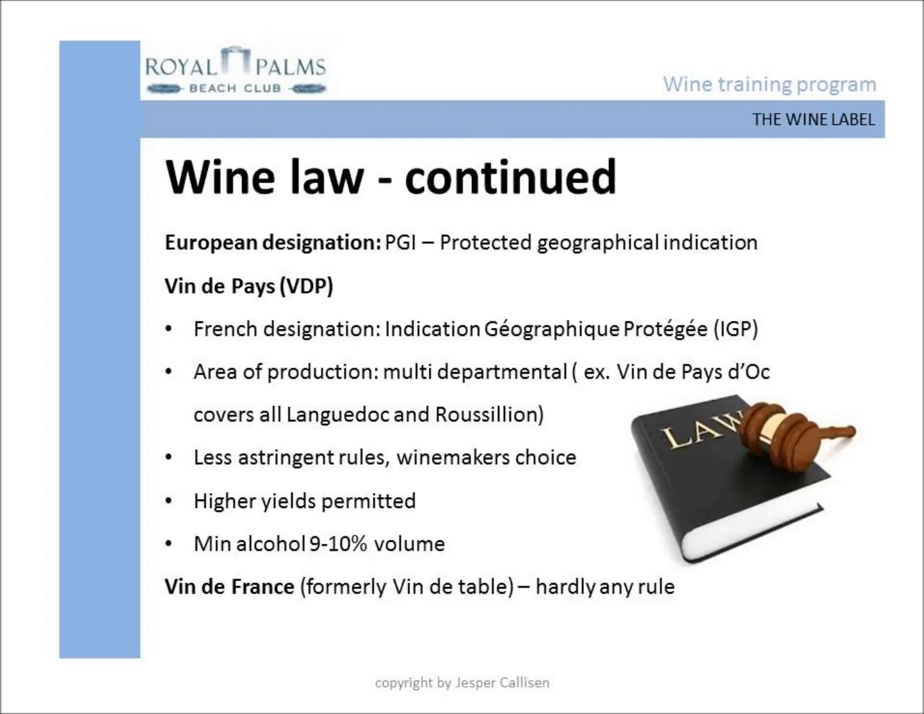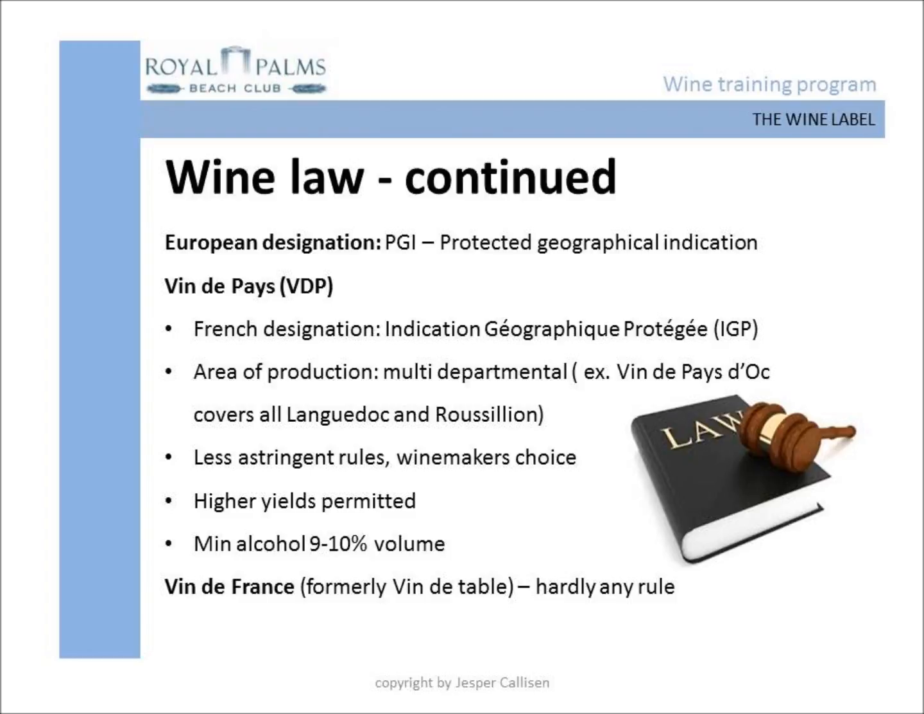The last classification, which is stated here as Vin de France, is also known as wine or table wine. Here the rules of production are practically non-existent, and the quality of wine is very low. These wines will not be allowed to state the region in which they have been made.